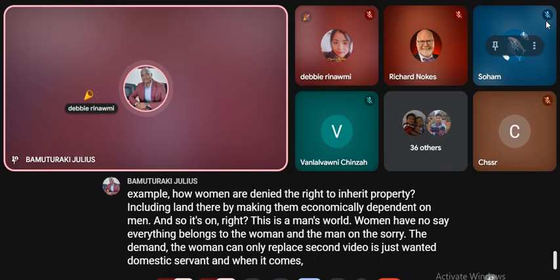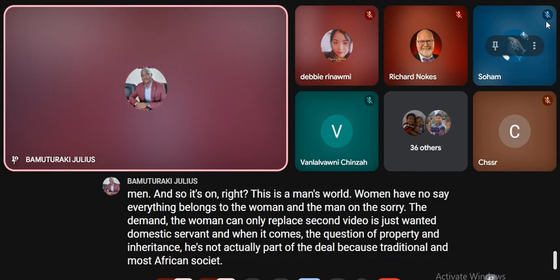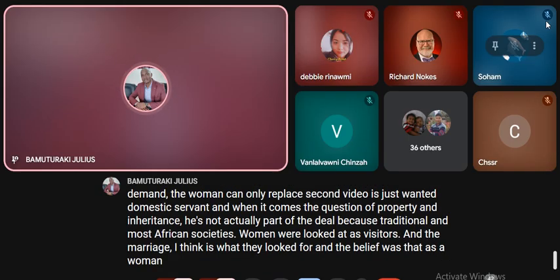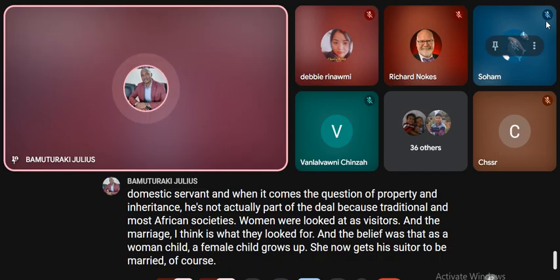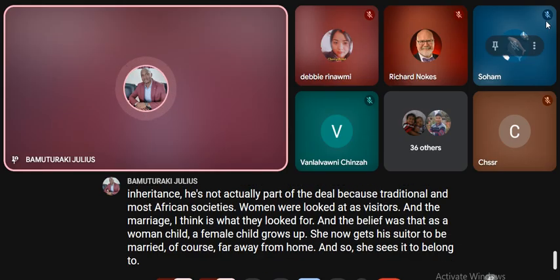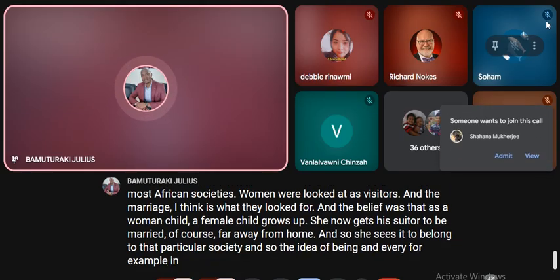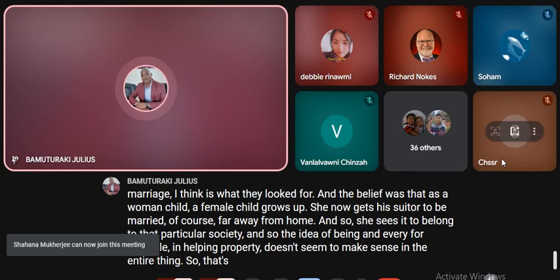And when it comes to the question of property and inheritance, it's not actually part of the deal, because traditionally in most African societies, women were looked at as visitors, and marriage, I think, is what they looked for. The belief was that as a female child grows up, she gets a suitor. She'll be married, of course, far away from home, and so she ceases to belong to that particular society. And so the idea of being an heiress, for example, inheriting property, doesn't seem to make sense in the entire thing. So that's why women are not part of it.